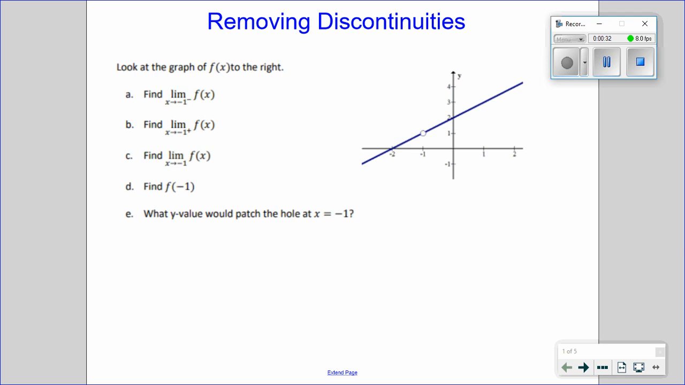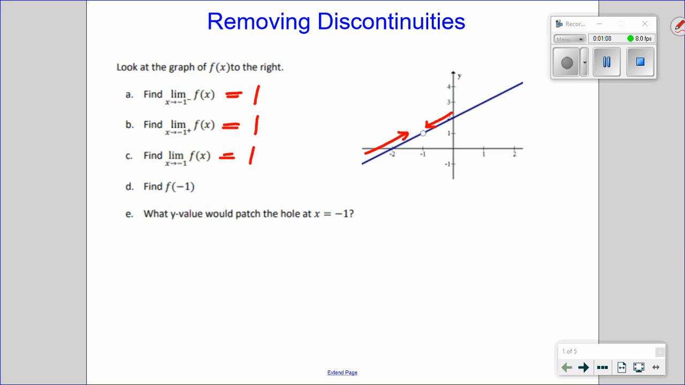Let's start evaluating some limits. First, we want to find the limit as x approaches -1 from the left. As x goes to -1 from the left, y is approaching 1. Now let's find the limit as x approaches -1 from the right. Hopefully you notice that y is approaching 1. Since our one-sided limits are the same, our two-sided limit also equals 1.